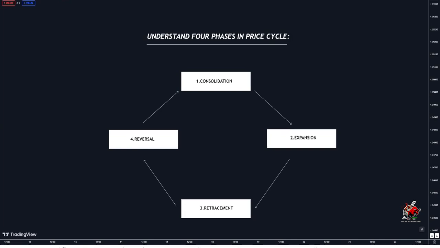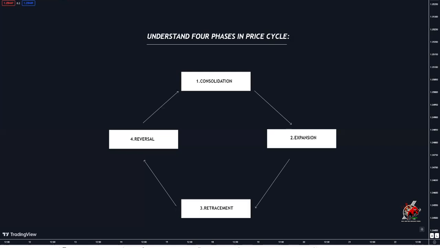So consolidation is simply what? Distribution of orders, where the market is just moving sideways. And then number 2, we have expansion, right? Expansion is simply an impulse move out of that consolidation phase, which leaves us what? Which leaves us imbalance, right? And then we all know that when the market leaves imbalance, it must come back to do what? To fill in that imbalance, right?